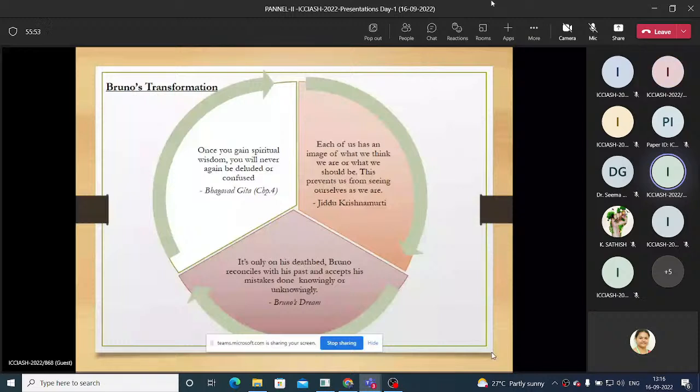Bruno's transformation can also be seen in the Bhagavad Gita. Lord Krishna says, once you gain spiritual wisdom, you will never be deluded or confused. This is exactly what could be said of Bruno, because this kind of understanding or knowledge that he is able to gain while he is on his deathbed is important, and what makes him realize is that life is transient.